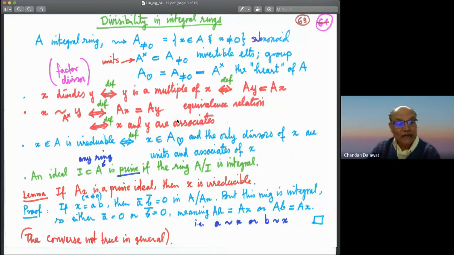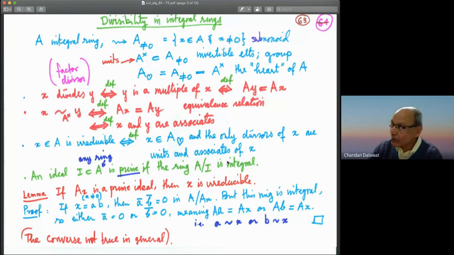Now we come to prime ideals. These are ideals modulo which the quotient is integral. So although A itself is integral, A modulo I doesn't need to be integral. This is already clear for A equal to Z, where Z modulo 6Z, for example, is not an integral ring.